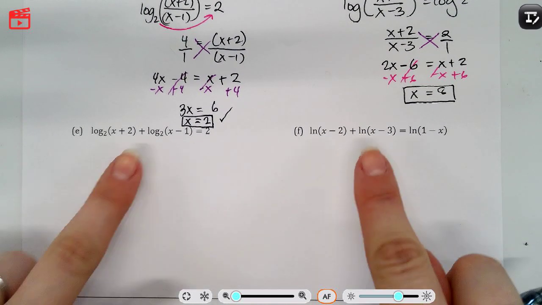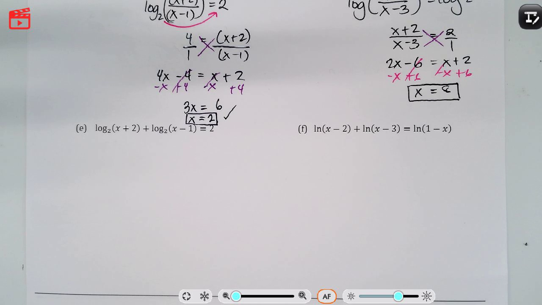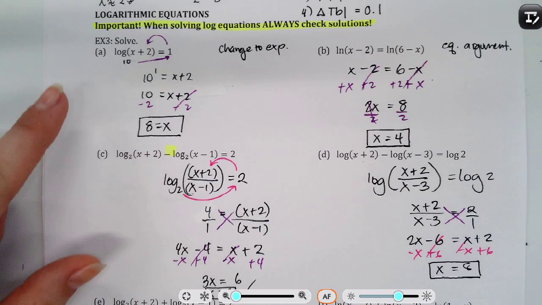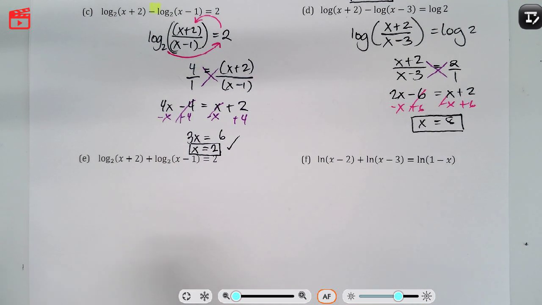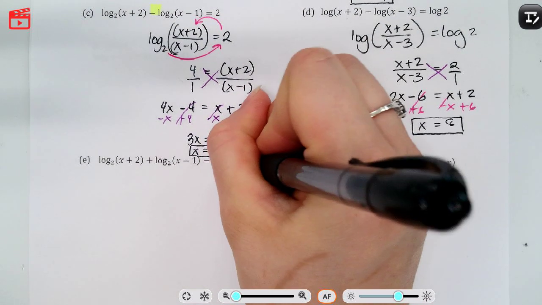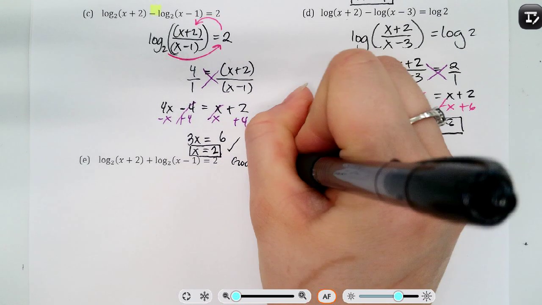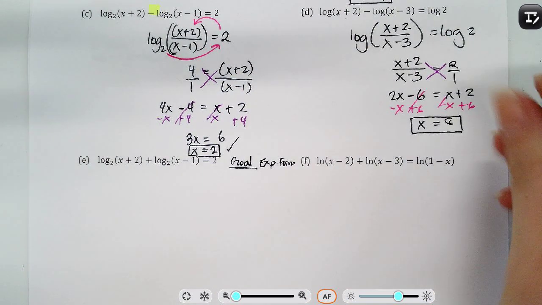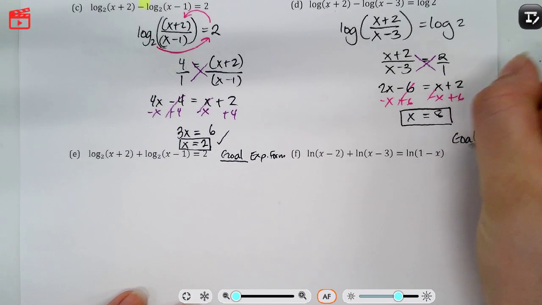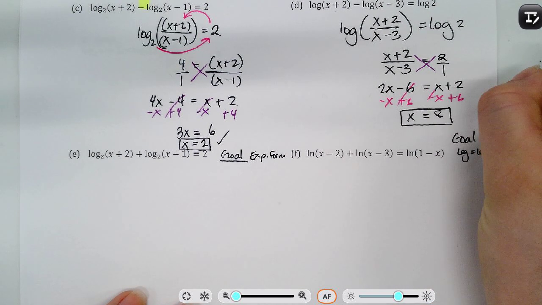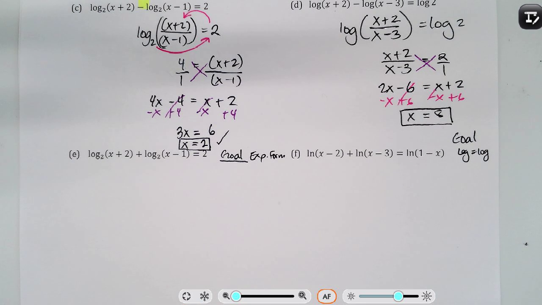So take a second and try to figure out which tactic you would use for each of these. All right, so the tactic I would use for E would be this tactic here, because I saw that lone number too. So my goal is to make it a log equal to a number and change it to exponential form. So goal, exponential form. My goal here for this one, since it's all logs, would be log equal to log. And then I can take the arguments out and equate them.